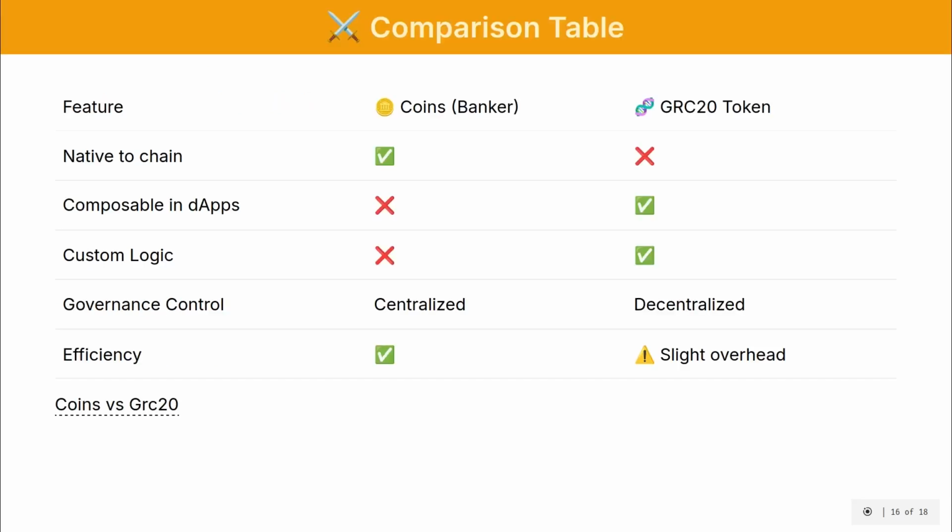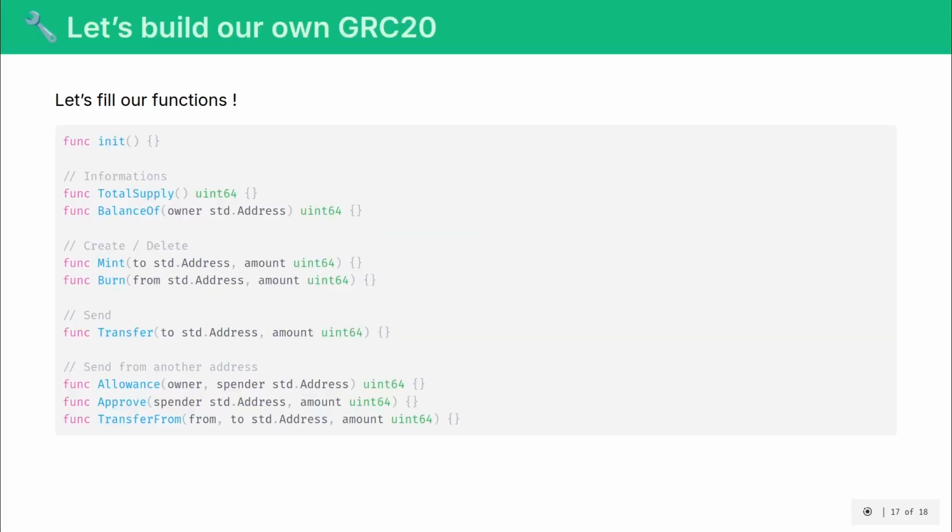Comparing the two: coins are native to the chain and so very efficient, but their governance is entirely centralized since it relies on an outside module. At the opposite end, GRC20 tokens let you have your own custom logic directly on chain. It is slightly less efficient, but entirely decentralized. Today our goal will be to build a basic GRC20 token by filling in four types of functions: the information, the creation and deletion of tokens, sending tokens, so the transfer, and sending from another address, so the allowance. Let's go to the code.